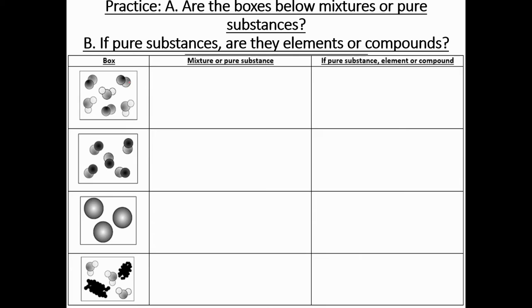So let's start over here. Here, it looks like we have different substances within the one box. They're not all the same, so we know this is going to be a mixture. And specifically, it looks like a mixture of compounds. There's different compounds there. This is a compound, this is a compound.